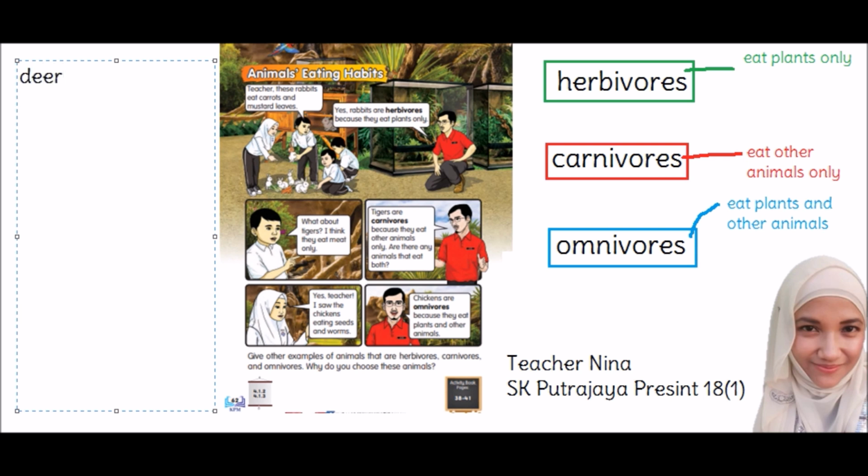Deer, fish, lion, frog, giraffe, praying mantis, grasshopper. Do you know the answers?